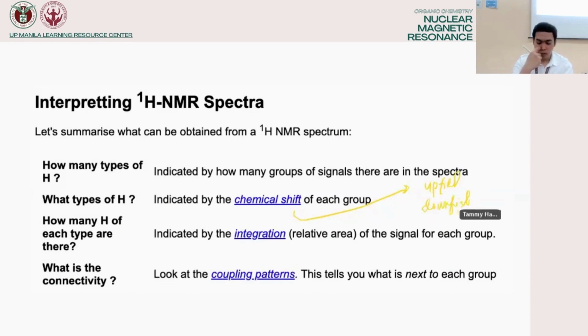Sige nga, from the term upfield, ito downfield. Okay. How many H atoms are there in each type? So, integration or the relative area. And anong connectivity nila? So, coupling patterns. So, take a screenshot or notes para mamaya hindi kayo maligaw, kasi medyo ano tong mga terms na ito. So, later naman, we'll dig deeper.